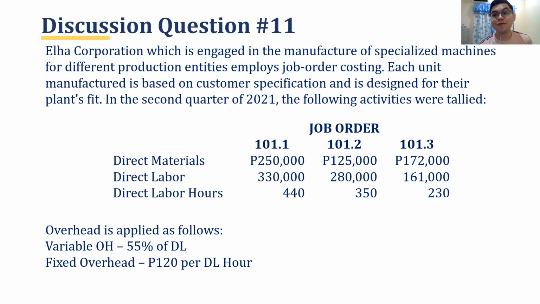Now, in the second quarter of 2021, the following activities were tallied. Meron siyang tatlong job orders, 101.1, 101.2, and 101.3, with data as to direct labor, direct materials, direct labor hours, and also with the application of overhead. Yung overhead niya ay nakahati pa sa dalawa. First is yung variable portion, which is applied at 55% of direct labor. Tapos yung fixed overhead naman ay based on a predetermined rate of 120 pesos per direct labor hour.